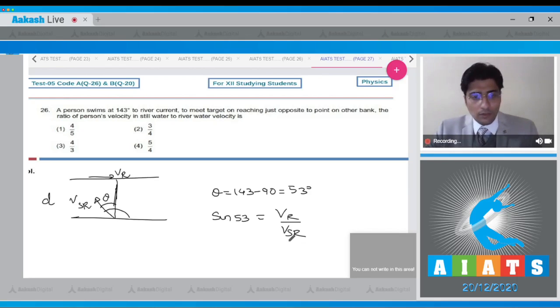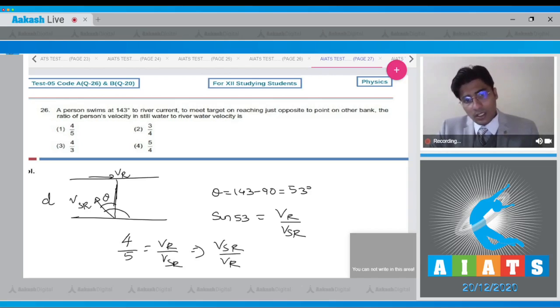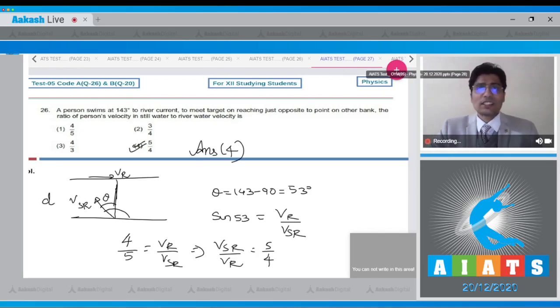Moving further, sine 53, which is equal to 4 by 5, will be equal to VR by VSR, or VSR by VR is equal to 5 by 4. And hence for this question, the correct answer we can clearly see is option number 4. Now let us proceed to question number 27.